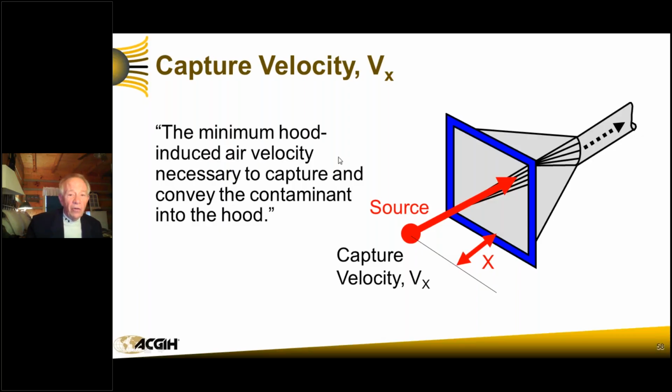But when we talk about capture velocity, it's an important theoretical thing. We call it V sub X, and that is the velocity at X distance away from the front of the hood.